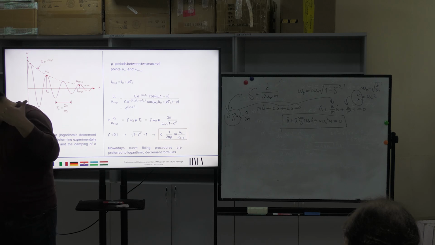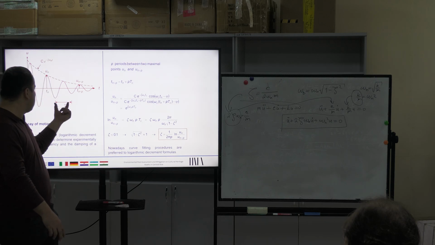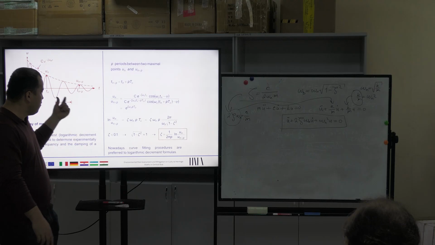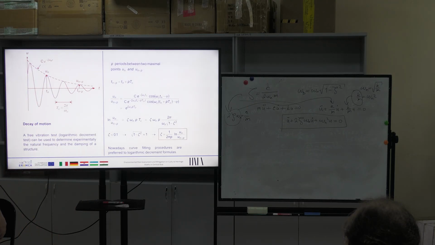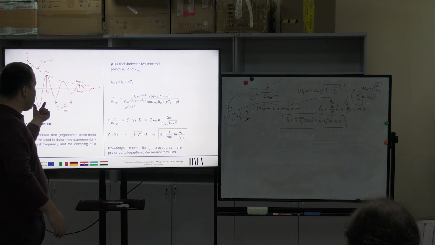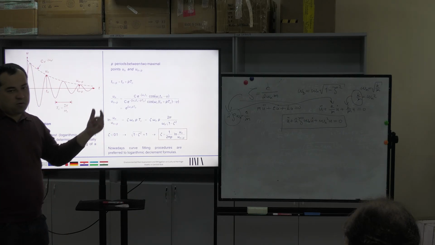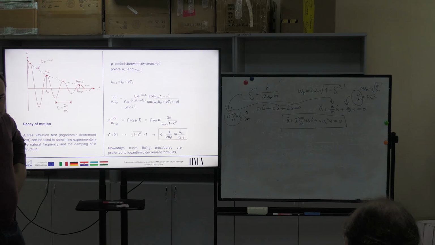Okay. Decay of motion is this one. It's moving and repeating one by one. And from this decay of motion, we can identify how much our natural frequency is, okay?